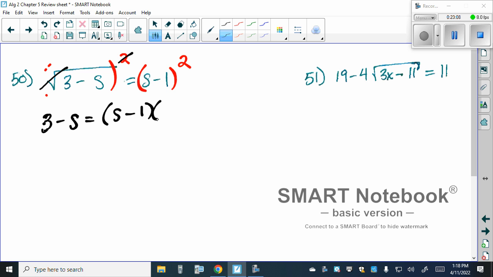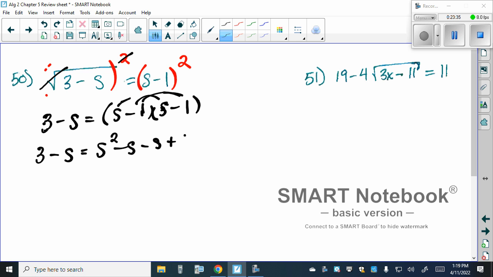Well, s minus 1 squared is saying that I have s minus 1 times s minus 1. We can't just square the s and the negative 1. This is being multiplied by itself. Now we have to distribute this out. S times s will be s squared. S times negative 1 would be negative s. Negative 1 times s is going to be negative s. And negative 1 times negative 1 is going to be plus 1.